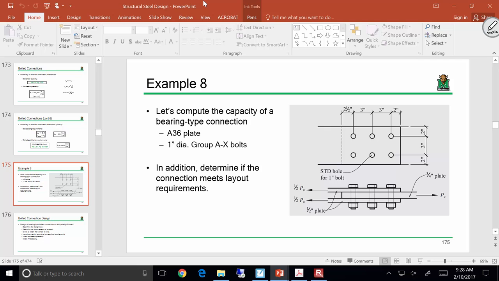Now, sometimes we can be a little crafty and use a little bit of common sense. For instance, if we just had a single lap connection, plate A connected to plate B, and they both had the same dimensions, the same steel grade, and so on, we don't technically need to do two checks. We can just do one because they're both the same. That's not the case here.